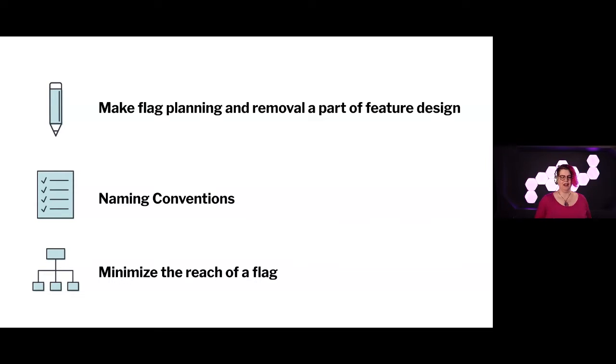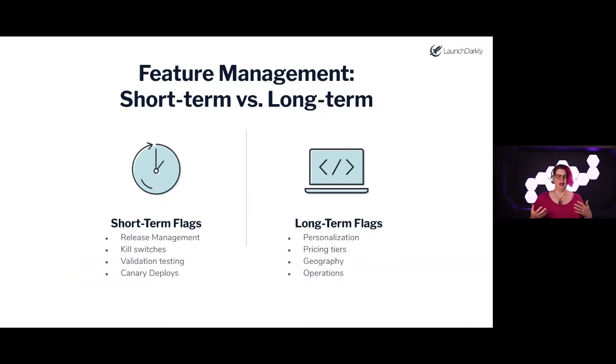So on the next slide, we want to talk about why it's important to understand the difference between short-term and long-term flags. A short-term flag is something that is future technical debt. It's something that you're going to want to remove eventually. And we use these things for progressive delivery of features, release management, validation testing, A/B testing, canary deployments, all sorts of things where the end state of the code is finalized and set, and you're not going to want to switch it back and forth.